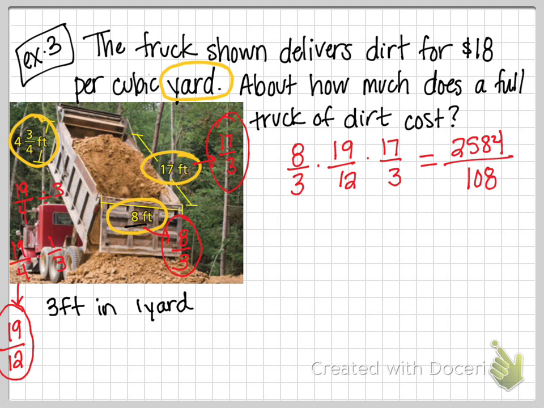All right. So this is the total number of cubic yards. I don't think this is in simplest form. Does it simplify? If you do 2584 divided by 108, is it a whole number? It is. What is it? It's 612 over 54, but that's not simplest form, so you have to go again, and that's 306 over 54. Divide by 2. So let's simplify this fraction.